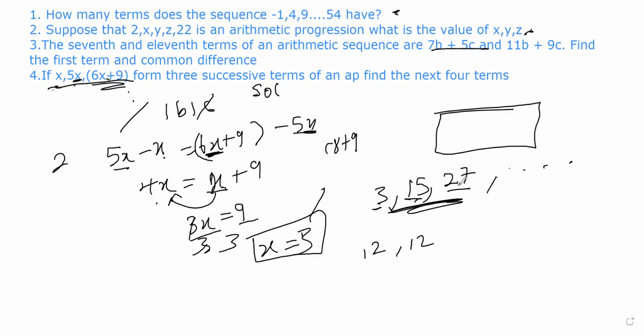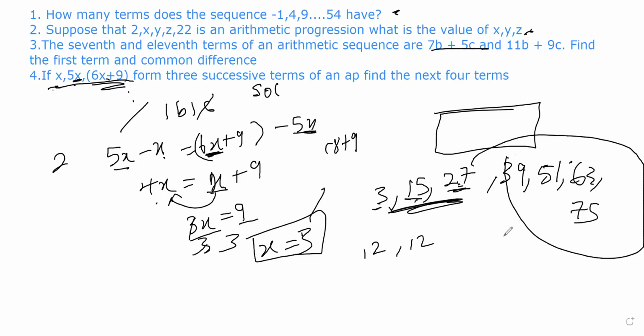To get the next term, I have to add 12 to 27. That gives us 39. Plus another 12 gives us 51. Plus another 12 gives us 63. Plus another 12 gives us 75. So these are the next four terms of the sequence.